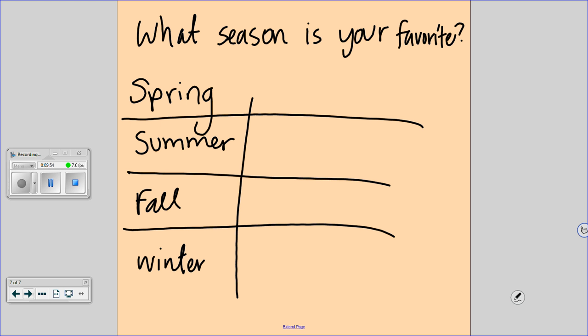Winter, you guys had 2 friends, so we're just going to leave it as 2 tally marks. Tally marks are just straight lines, and they represent one vote. Tally marks do not skip count. They are just one. I had one friend in fall, so I'm going to put one tally mark.